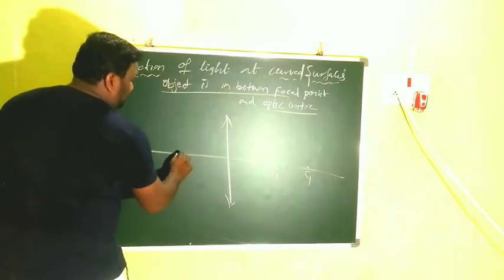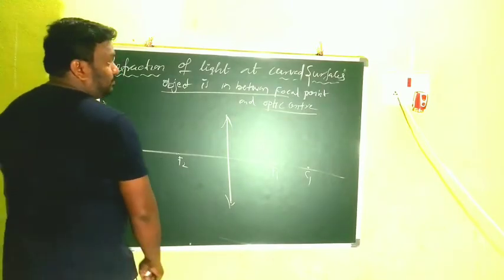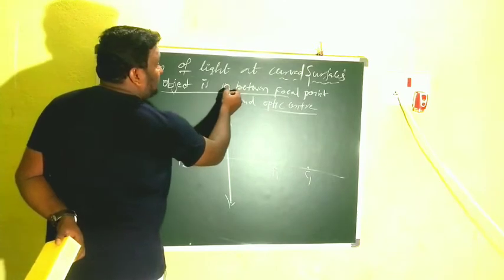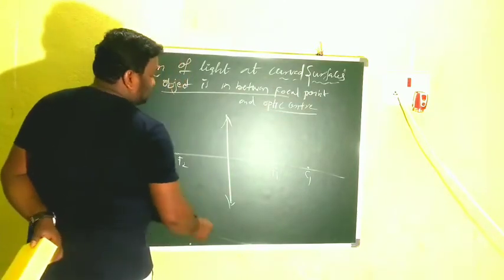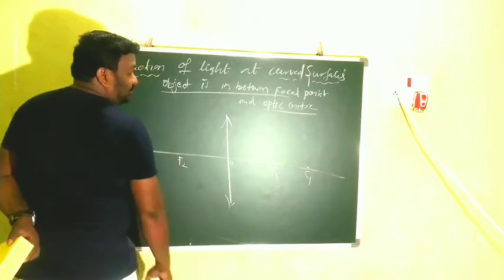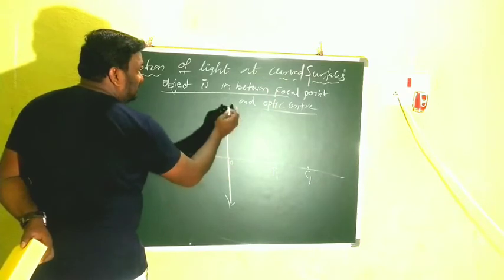And these are f2 and c2. Clear? So now what is the condition situation? The object is in between the focal point and optic center. So now this is the optic center O, and this is the focal point. So the object is now in between these two.